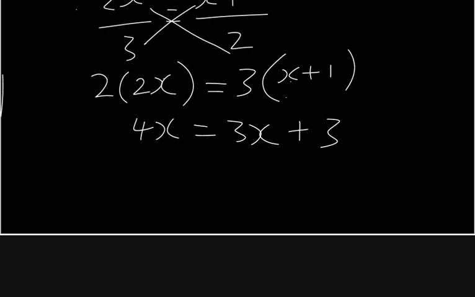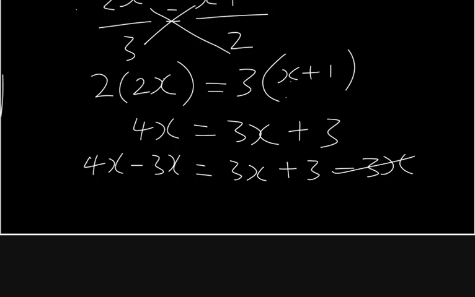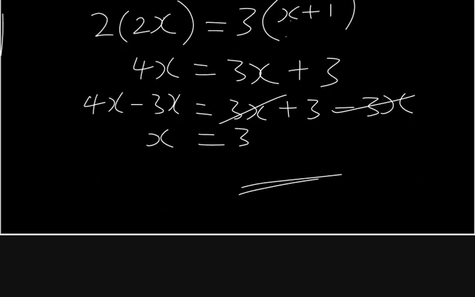What do we do? To remove this 3x from the right hand side, we subtract 3x from both sides, because here is plus. So this means 4x minus 3x is going to equal 3x plus 3, then minus 3x. Now 4x minus 3x is going to give us x, 1x. What we have left here is 3. So now I have x is equal to 3.